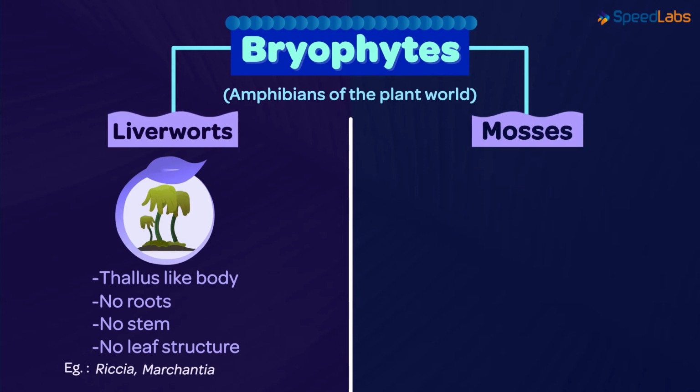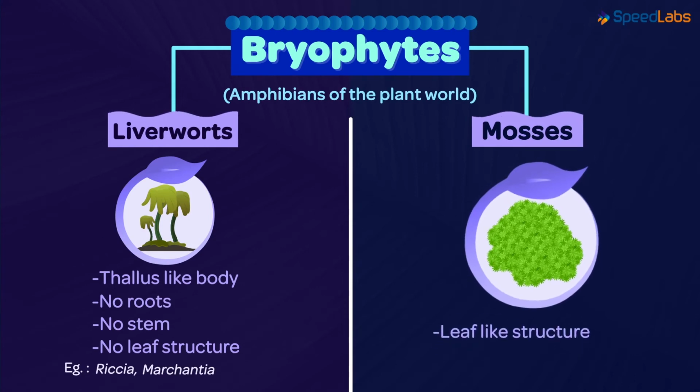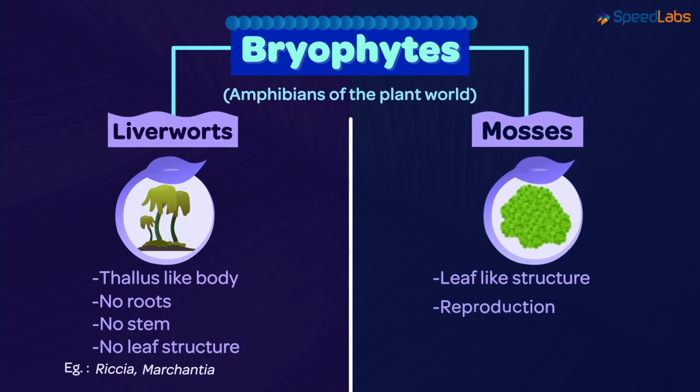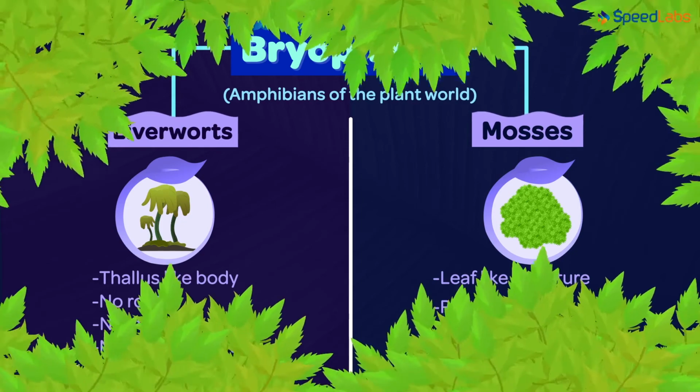Mosses, on the other hand, are slightly different. These appear to have a leaf-like structure that are too tiny to be viewed with the naked eye. Reproduction in such plants occurs with the help of spores. The plant body does not have a well-defined vascular system. So, the ones with a developed vascular system are the next on our list.